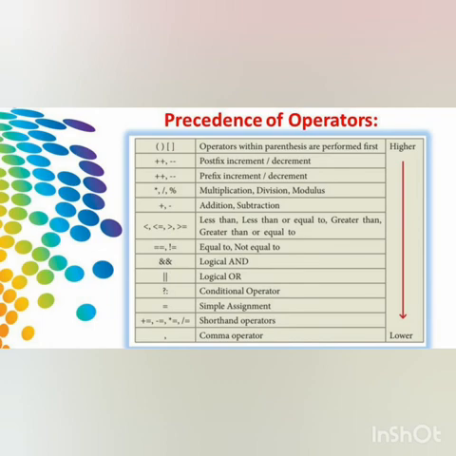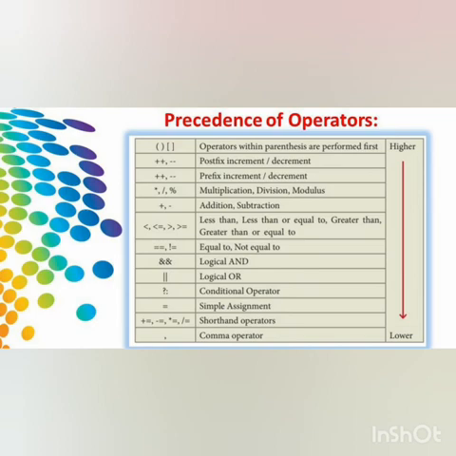So the first priority is given to parenthesis and square bracket. The second priority is postfix increment or decrement. Then the next priority is prefix increment and decrement. Then the next priority is multiplication, division and modulus. And the next priority is addition, subtraction. Then the next priority is less than or equal to, greater than or equal to. And the next priority is equal to and not equal to.